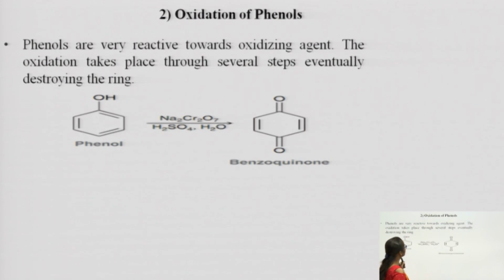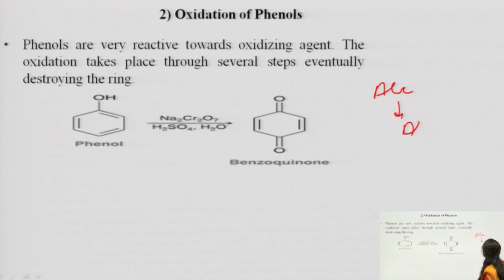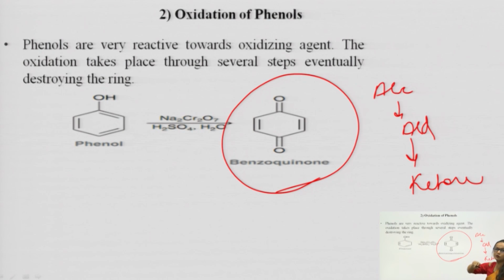Next is oxidation of phenols. When phenol is oxidized in the presence of sodium chromate in acidic condition, it gets oxidized because it is an alcohol. Alcohol changes first to aldehyde and then aldehyde changes to ketone. So, here we are getting this benzoquinone having two ketonic groups.